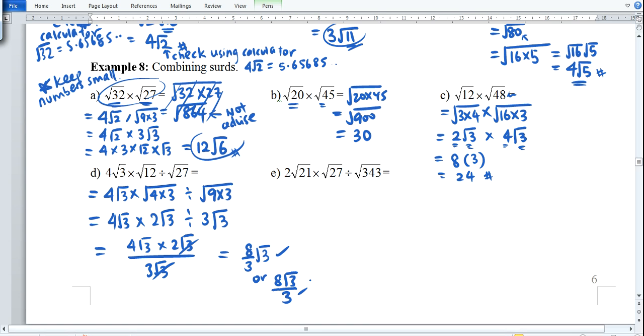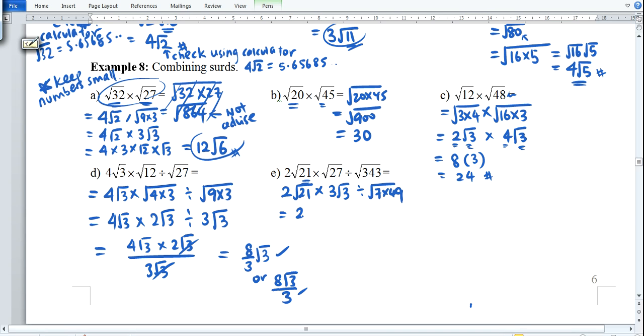Now for the last question, same thing. I'm going to try to break it up. For 21, can I break it up into anything simplified? Can I simplify the surd? Looks like I cannot. So I'm just going to leave it as square root 21 first. For square root 27, this one we are familiar with: 3 square root 3. And then 343 can be simplified to 7 times 49.